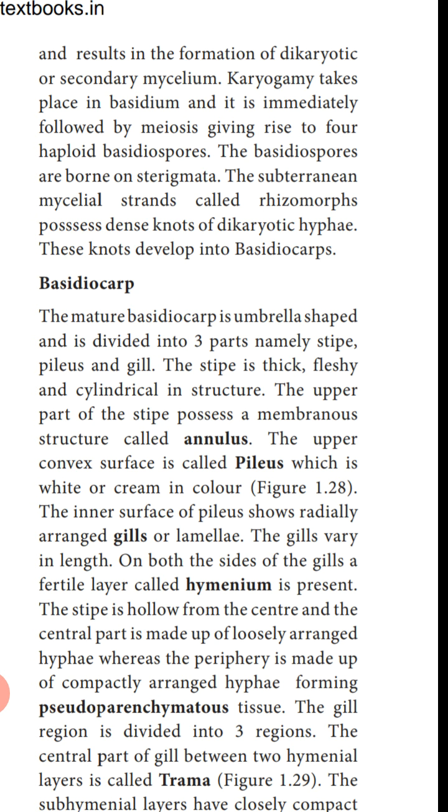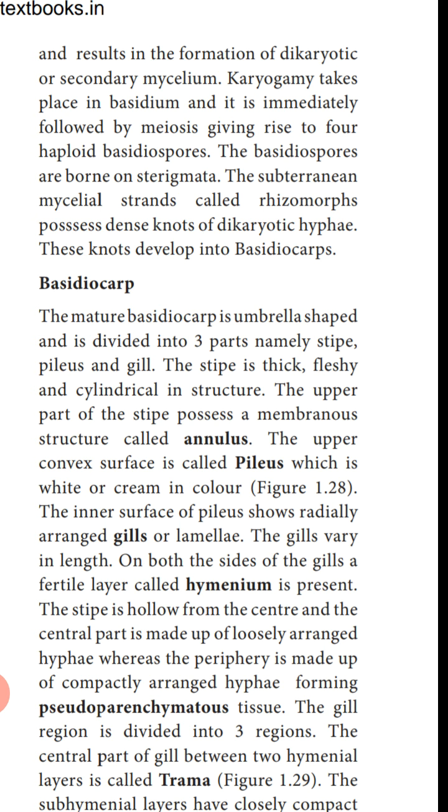So here what is happening, fusion of the nucleus will take place inside the basidium. Immediately after the fusion of the nucleus, they will undergo meiosis division to produce 4 haploid basidiospores. These basidiospores are born on sterigmata, that is on the basidium. These basidiospores are attached with the help of a small stalk, that is called the sterigmata.